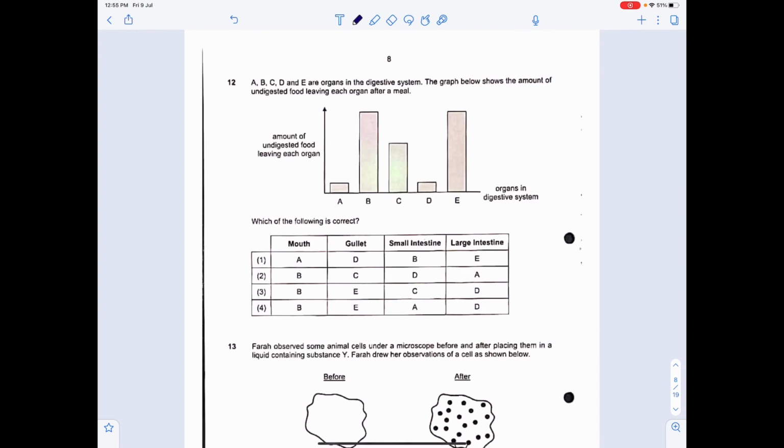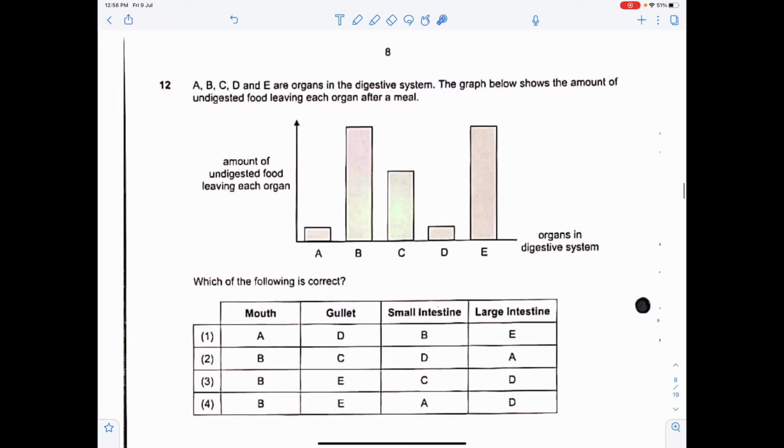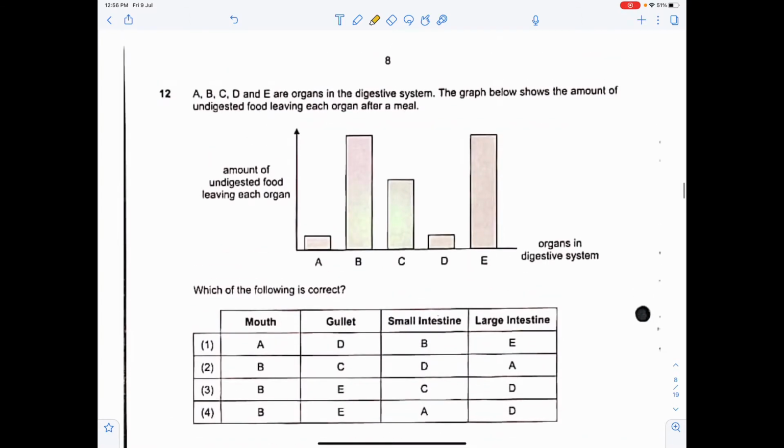So for this question, A, B, C, D, and E are organs in the digestive system. The graph below shows the amount of undigested food leaving each organ after a meal. Once again, you should annotate and single out the key words to help you identify the topic. In this case, it's digested food, so this question is actually on your digestive system.